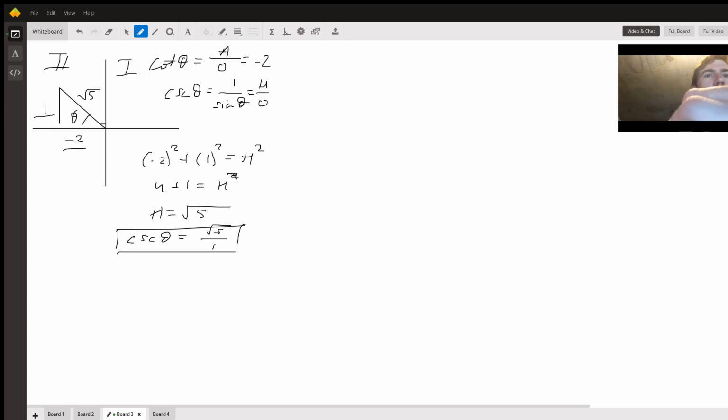So that's going to be this side divided by this. And then if we know that cosecant theta is hypotenuse over opposite, so it's square root of 5 over 1. We get square root of 5 by doing Pythagorean theorem. -2 squared plus 1 squared is equal to hypotenuse squared. And we get square root of 5. So the hypotenuse over opposite will be square root of 5 over 1. And that's what we get for cosecant theta.